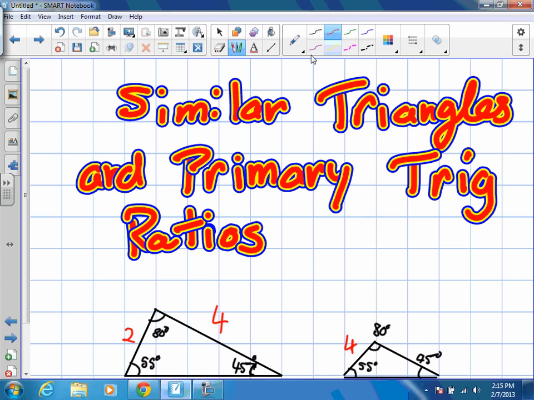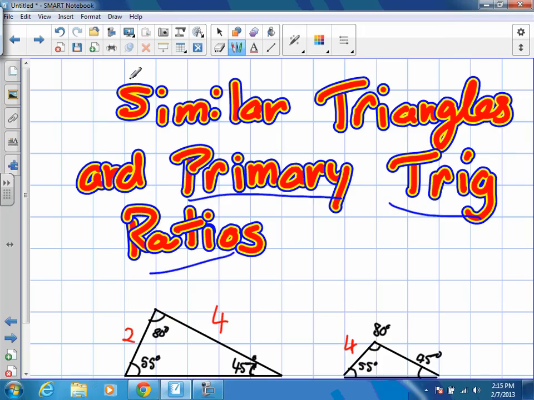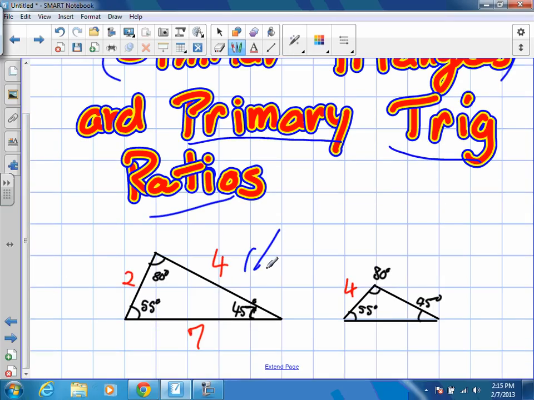Similar triangles and primary trig ratios. First, we're going to focus on similar triangles. Okay? Right here, we have two triangles.